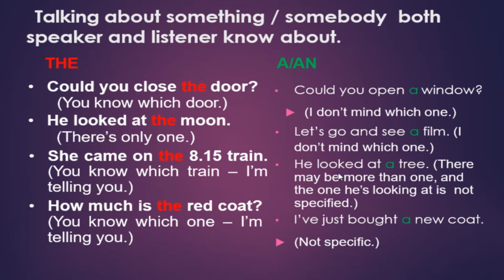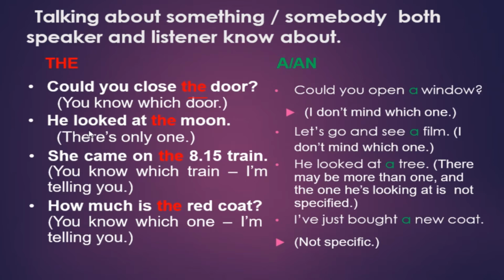You see here, could you close the door? That means you know which door I meant. Okay, so I meant a door that you know. Okay, so could you close the door? But if I say, could you open a window? That means I don't mind which one. Anyone can be. Okay. So in your house, in my house, it can be 2 or 3 windows. I told, could you please open a window? That means any window you can open.